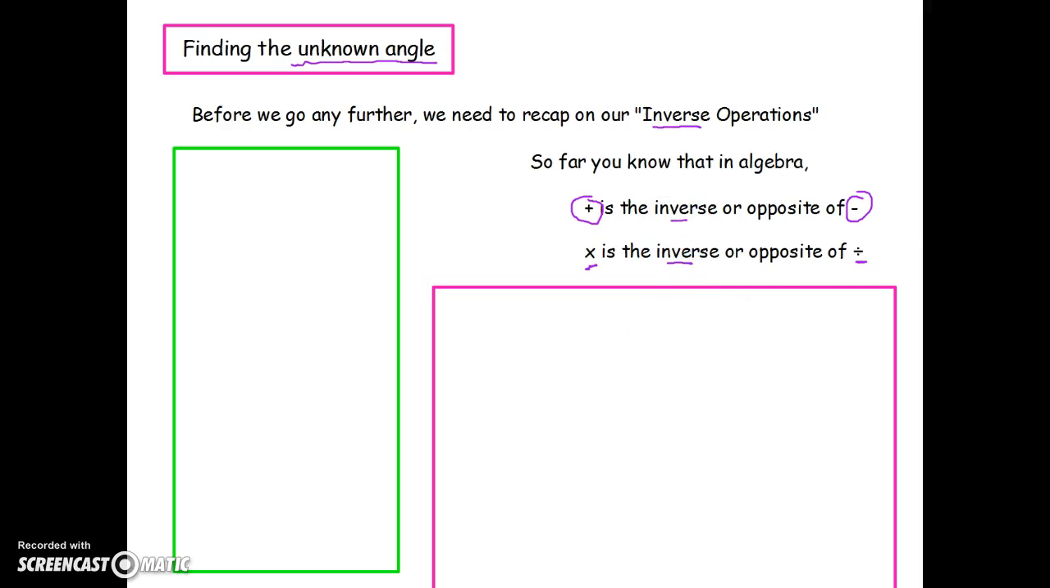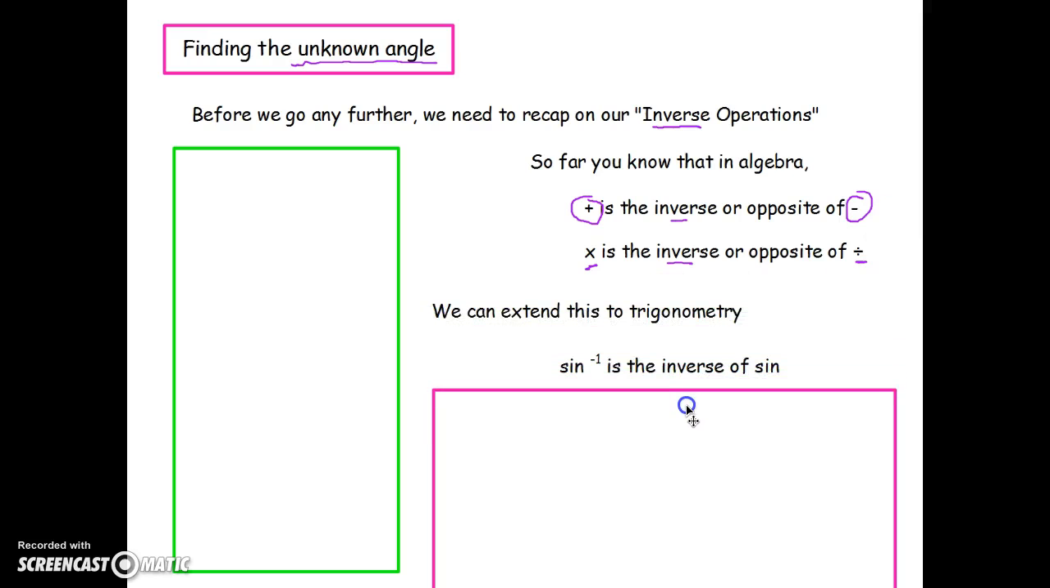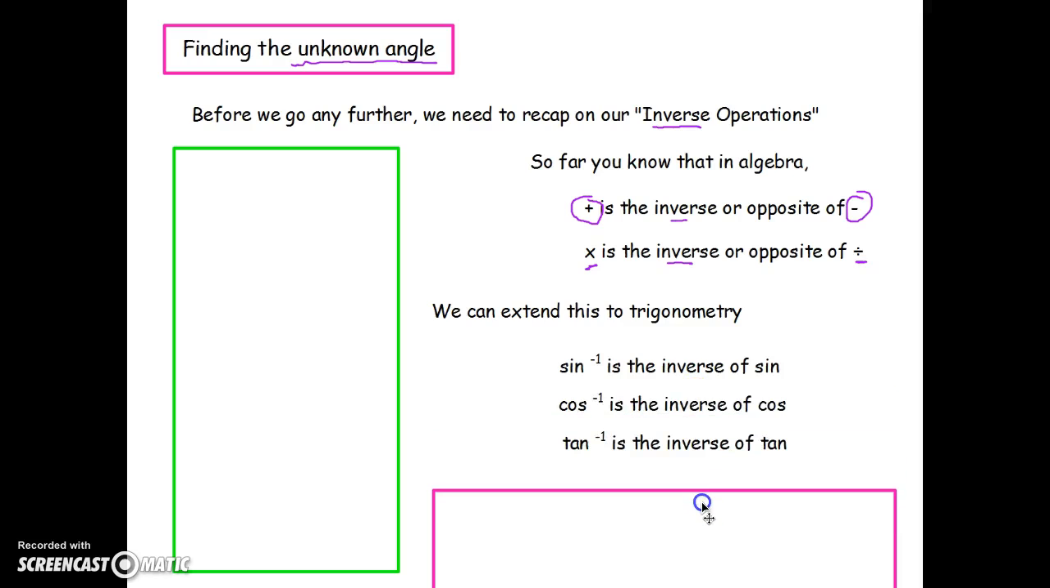We can extend this further into trigonometry, and you need to know that sine with a little -1 is called the inverse of sine. Cos -1 is the inverse of cos, and tan -1 is the inverse of tan. Now what we're going to do is use these to help us undo some trigonometric equations.